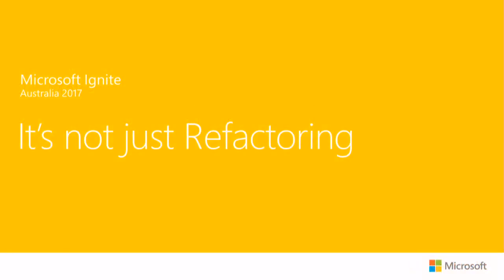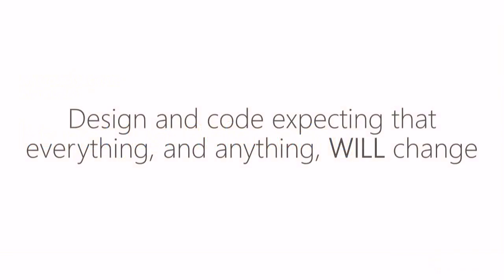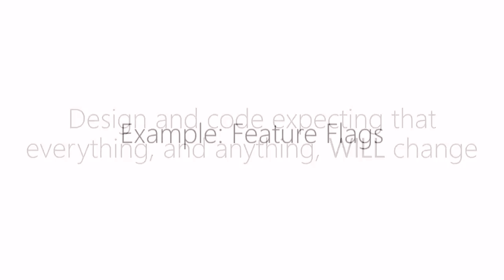All right, now it's not just about refactoring, obviously. Part of it is designing code that we'll expect to change. So let's take an example, designing code where we expect things to change. There's approaches to this. One of those approaches is feature flags. Fair enough. Feature flags are great. Who uses them? Who would like to use them but can't because their code's so bad?